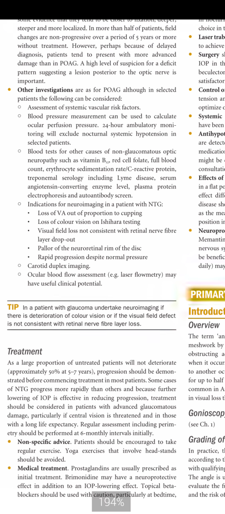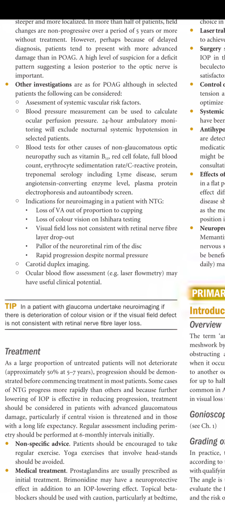Some cases of normal tension glaucoma progress more rapidly than others. Because further lowering of IOP is effective in reducing progression, treatment should be considered in patients with advanced glaucomatous damage, particularly if central vision is threatened, and those with long life expectancy. Regular assessment including perimetry should be performed at 6 monthly intervals initially. Non-specific advice: patients should be encouraged to take regular exercise. Yoga exercises that involve headstand should be avoided.